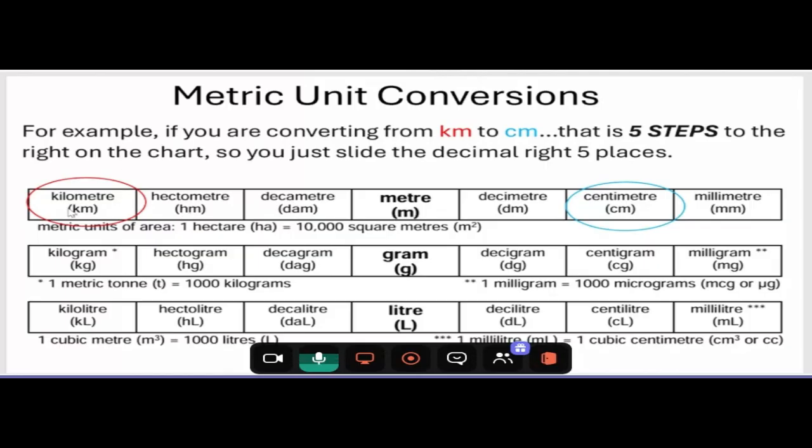Most common mistake right here. Here's what people accidentally do. They're going from kilometers to centimeters, and people will count that first one, and they'll go 1, 2, 3, 4, 5, and they get 6 instead of 5. So it is 5. I bolded it here. 5 steps. So starting at kilometers, start to walk: 1 step, 2 steps, 3 steps, 4 steps, 5 steps to the right.